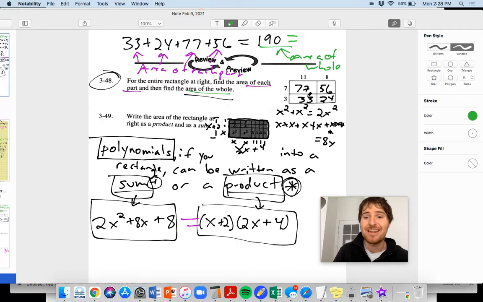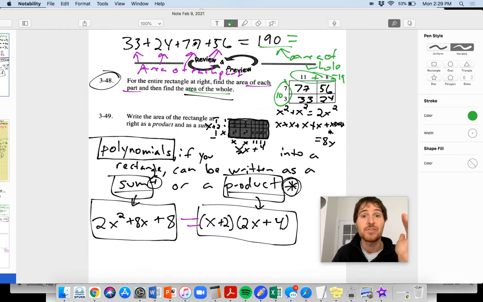What's another way we could have gotten the area of this whole rectangle here? Well, we could add up each part, or we can multiply here. Look, this is 3 plus 7, so that's 10. This is 11 plus 8, so that is 19. And check it out here.